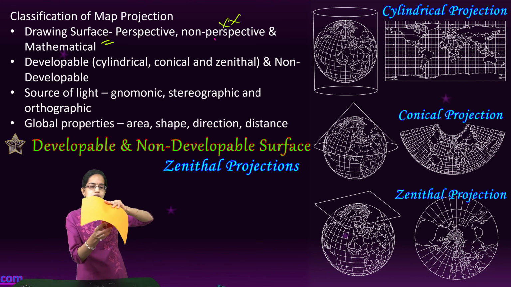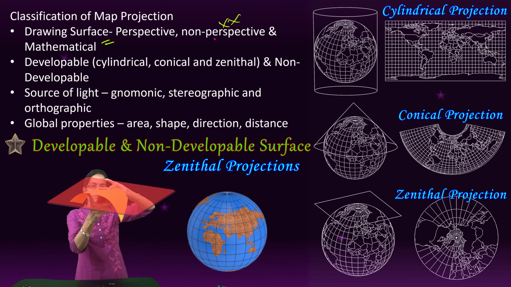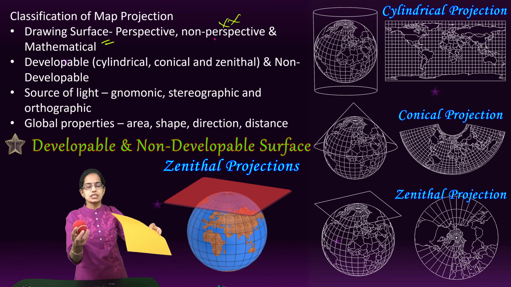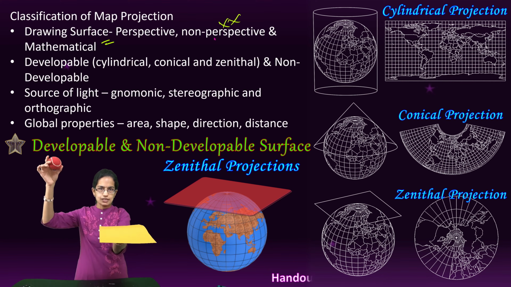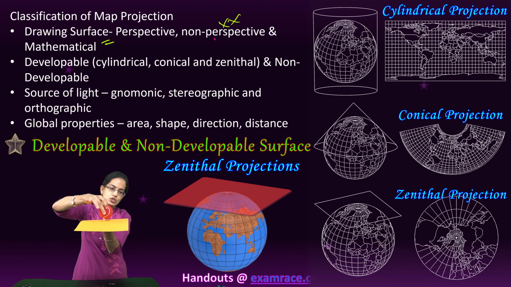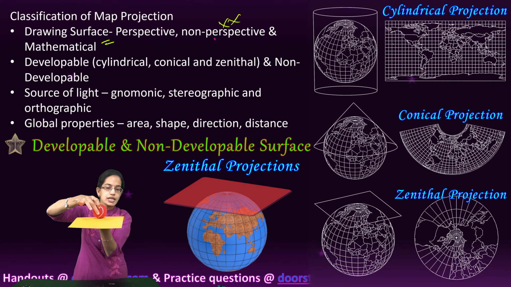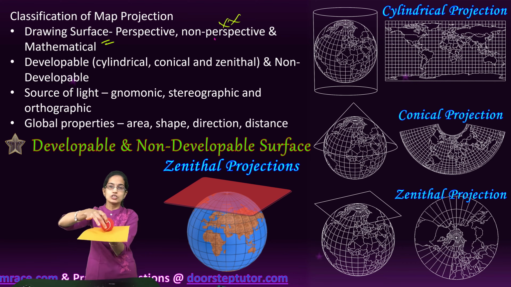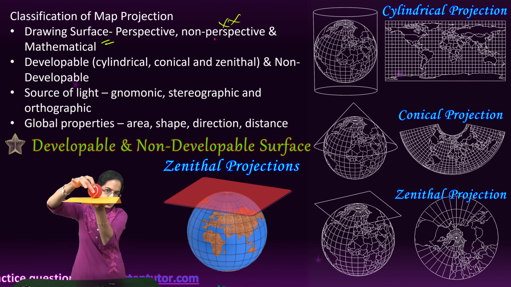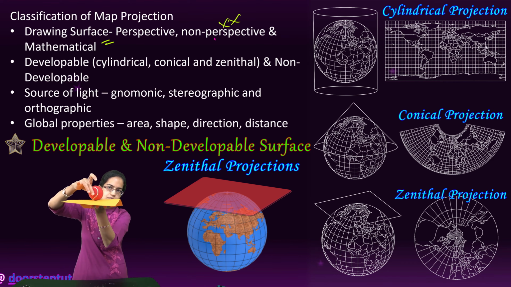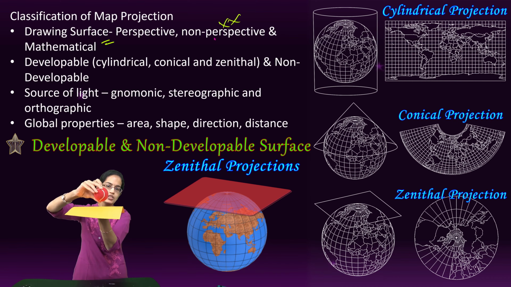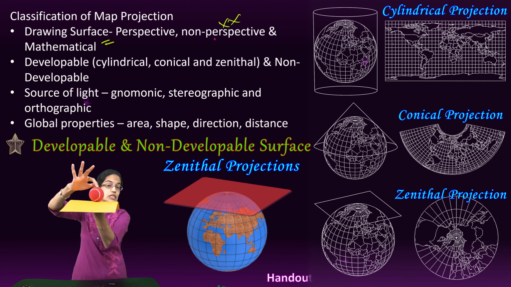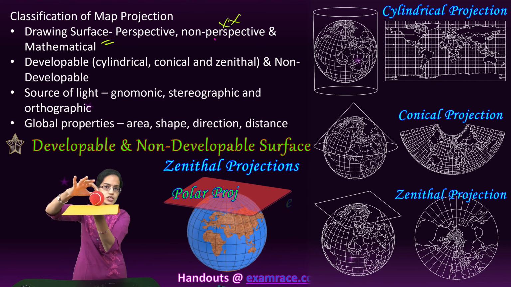Zenithal projection means the plane surface is tangent. That means, let's say this is the plane surface and this is tangent to the sphere. That means it touches the sphere at just one point. Now there could be three kinds of zenithal projection. One is when it is touching the pole area. So this is the north pole and the south pole where my fingers are. So let's say this is touching the south pole on the sheet of paper. So this becomes a polar projection.